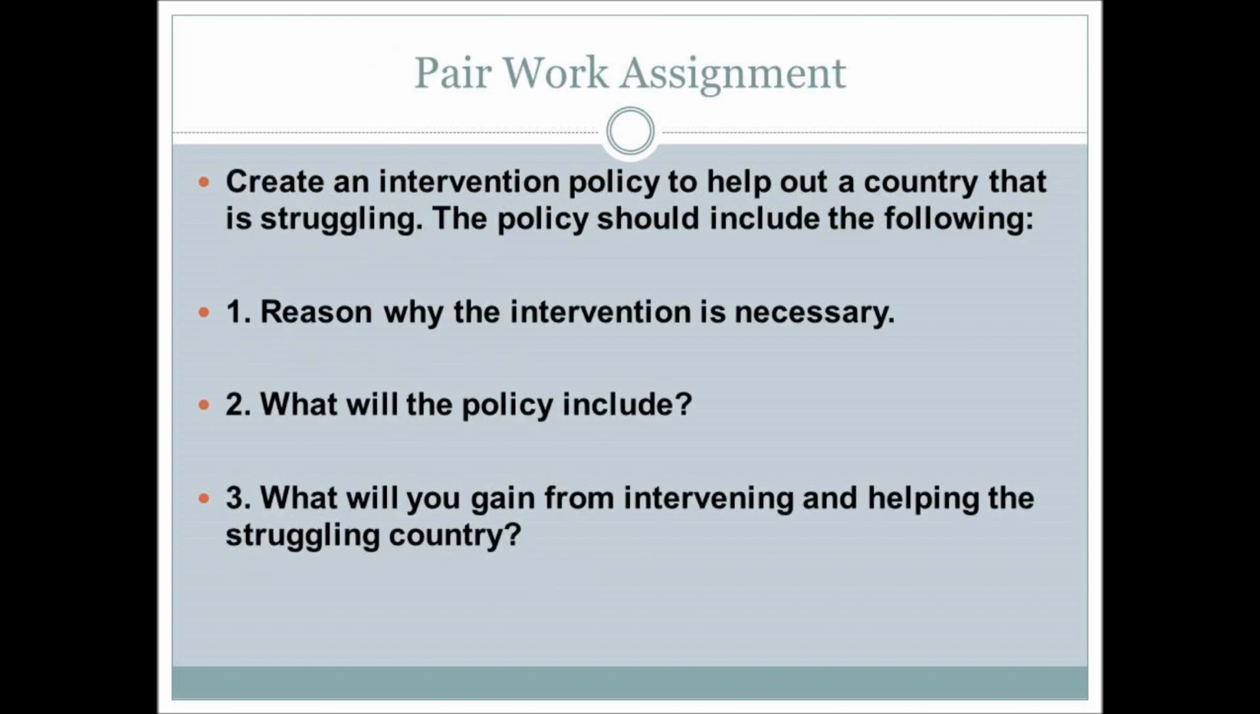Our pair work assignment. You are going to, with a partner, create an intervention policy to help out a country that is struggling. The policy should include the following. 1. Reason why the intervention is necessary. 2. What will the policy include? And 3. What will you gain from intervening and helping the struggling country?